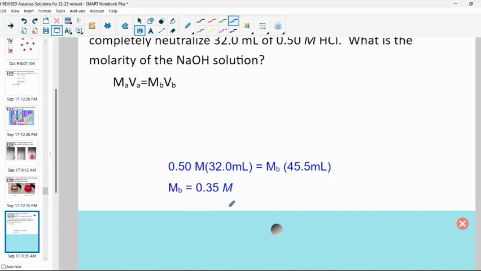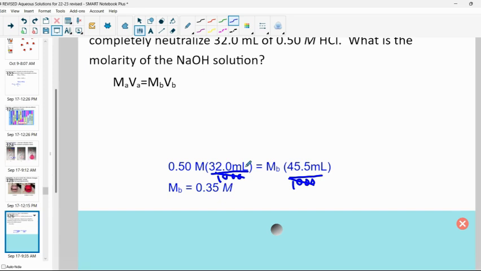If I have milliliters on both sides, I can keep them as milliliters. The reason why is, what would I do to this 32 milliliters to convert to liters? I would divide by 1,000. What would I do to this 45.5? I would divide by 1,000. That's doing the same thing on both sides of the equation. Those would cancel out, so I can keep it.